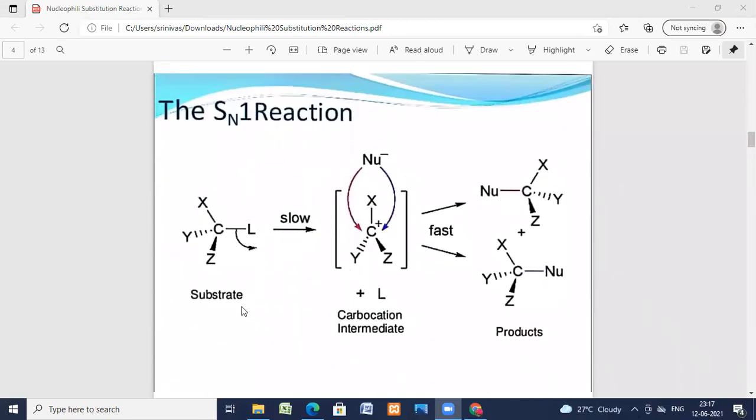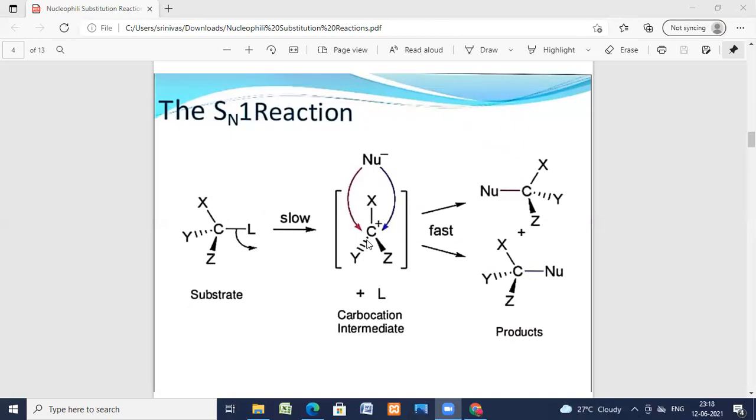Here, SN1 reaction. This is a substrate molecule, alkyl halide. This is the substrate molecule. Slowly, first, as the nucleophile is approaching, the ligand will leave. Carbocation intermediate is formed. This is a slow step. The leaving group is coming outside. It is a slow step. You can see the intermediate.